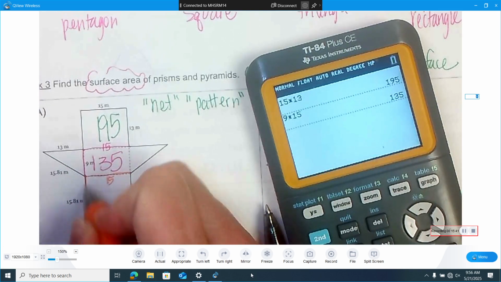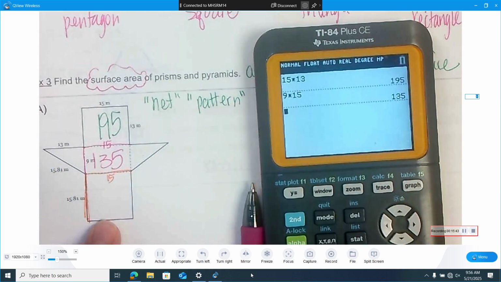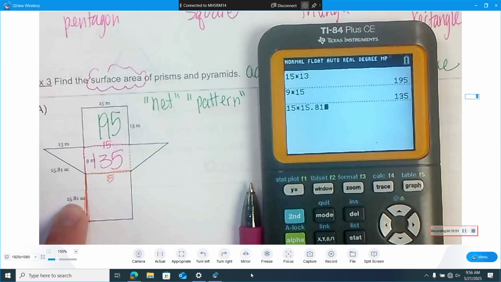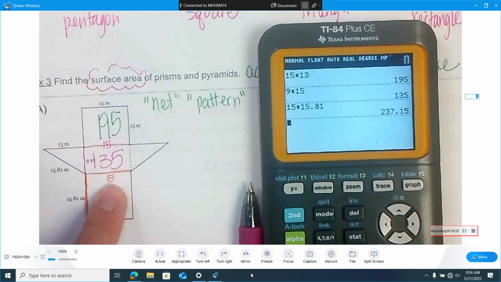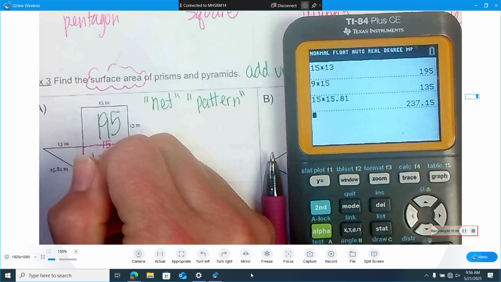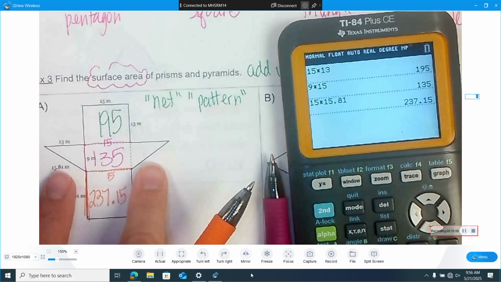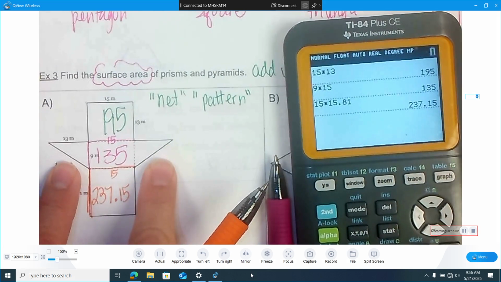Why would you divide by 2? It wraps around, doesn't it? You wouldn't divide by 2. It's just a rectangle. We're finding the area of the rectangle. And that's 15.81 times 15 again. So we get 237.15. And then I have 2 bases here, which are triangles.